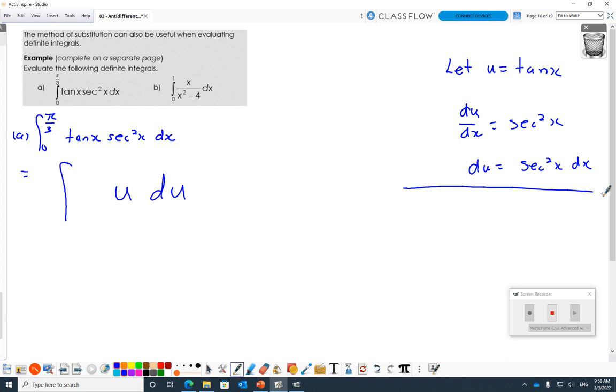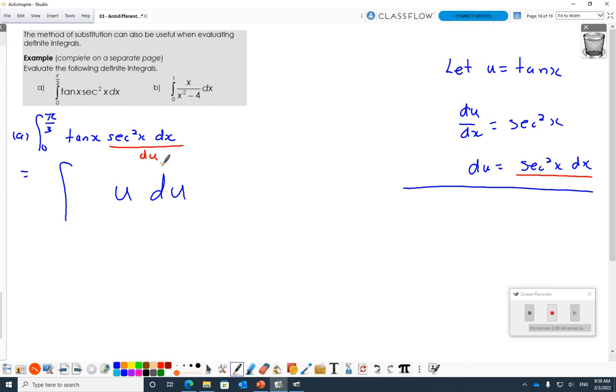One problem though. Where did the other secant squared go? Secant squared dx is du. How nice was that, right? There's a problem.